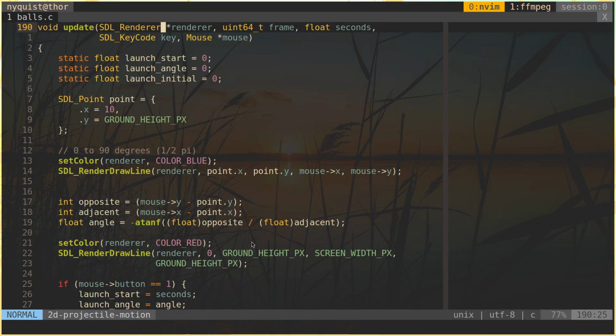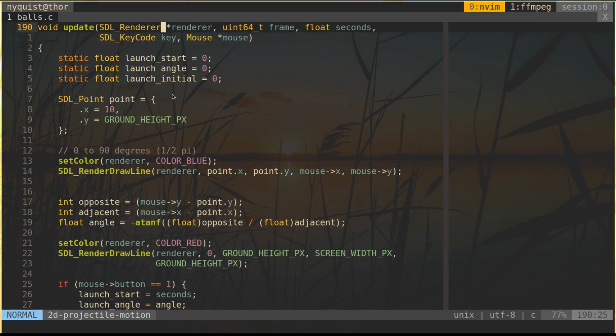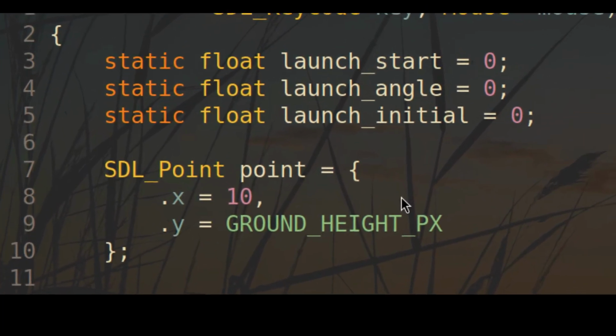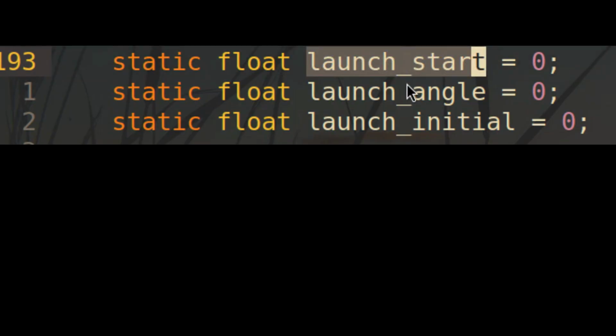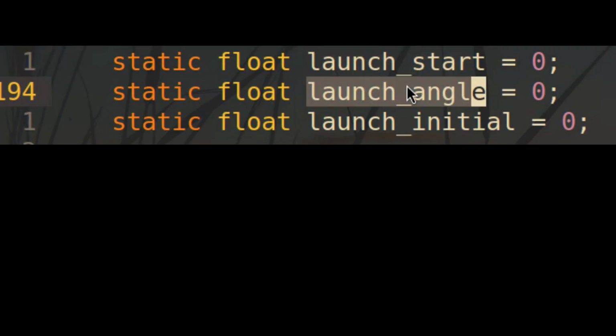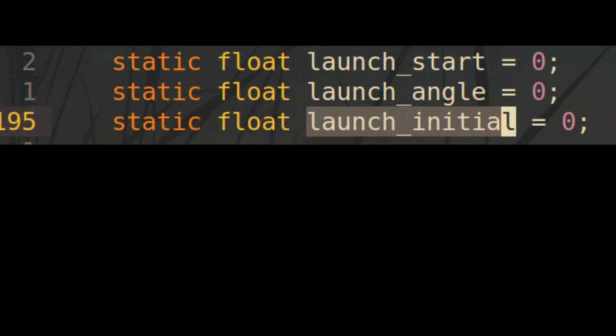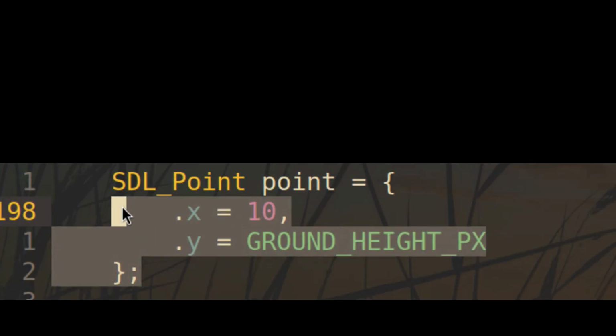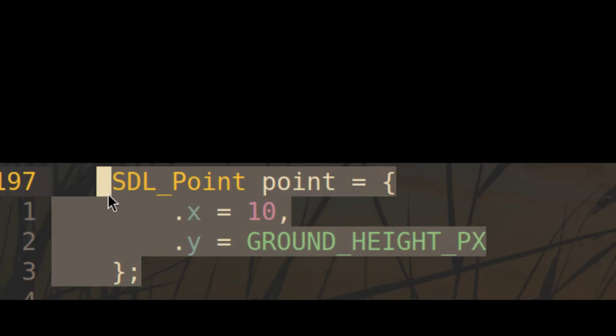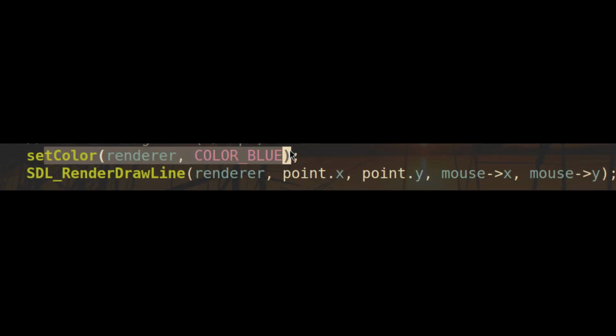Then we have the update, which has a little bit more to it. So first we're going to need our static variables: launch start, launch angle, and launch initial, which is that L value that I showed you in those formulas. We have a point, and this point is the starting point for the ball, where it's going to start before it gets launched. And then we're going to set a color for SDL to draw.